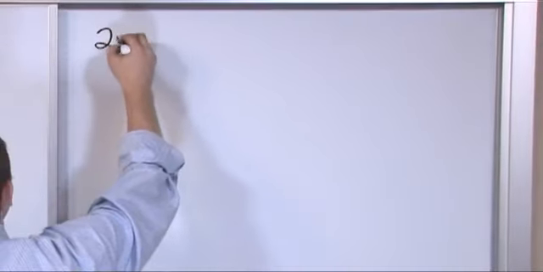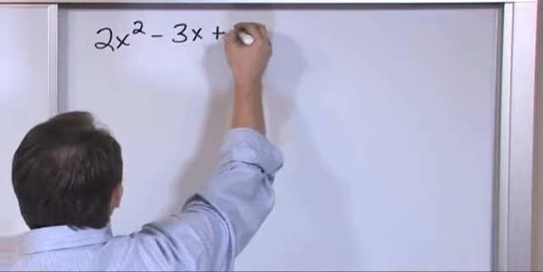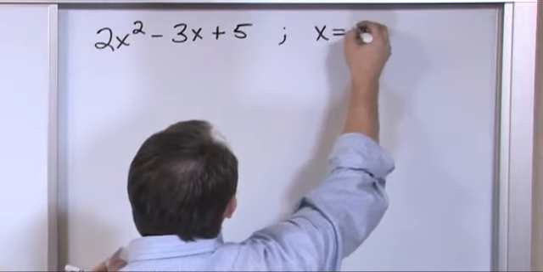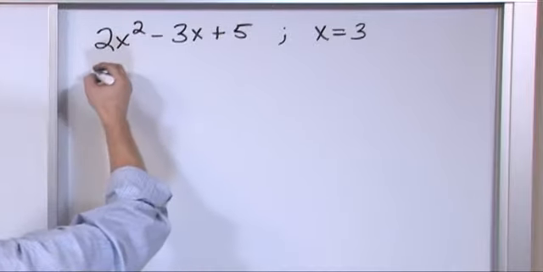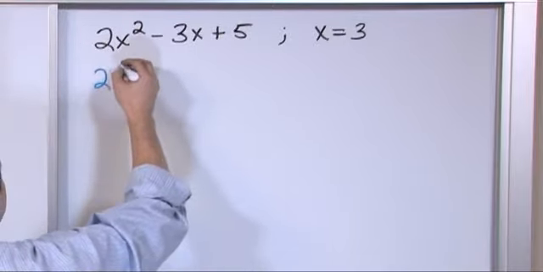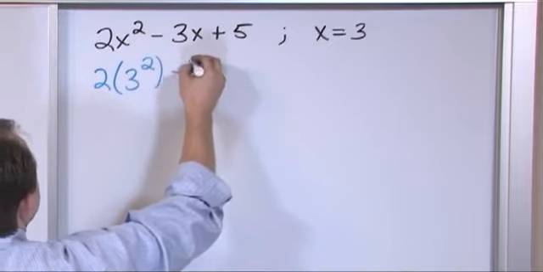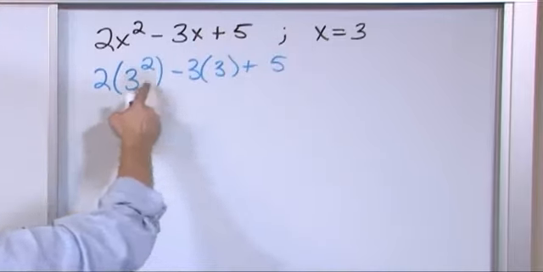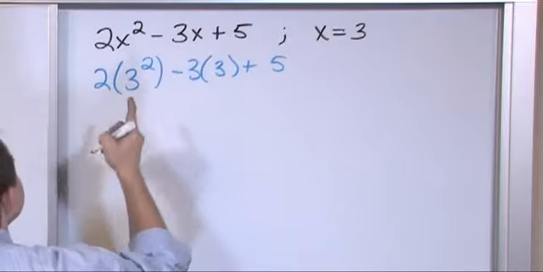Now, what if we had 2 times x squared, minus 3 times x, plus 5? So that's a nice long expression. We'll say x is equal to 3. But it's no different. It looks bigger, it looks uglier, but it's no different. We just take x and we put it in everywhere we need to. So we have 2 times 3 squared, minus 3 times 3, plus 5. So I'm putting 3 everywhere where I see an x. So take it one step at a time.